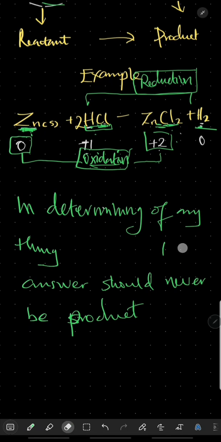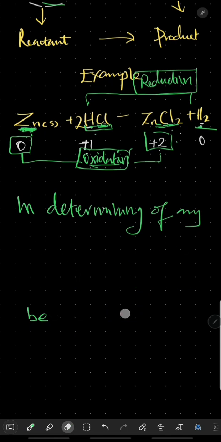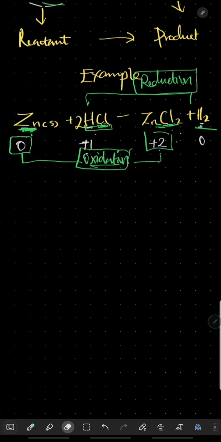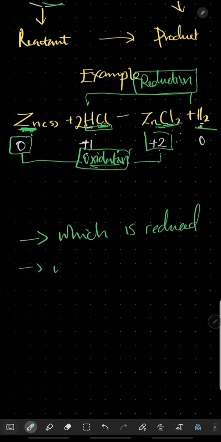And what are those things that you can be asked to determine in redox? That's what we want to look at now. What are the things you can be asked to discover in redox? Number 1, they can ask you which species is reduced. They can ask which species is oxidized.